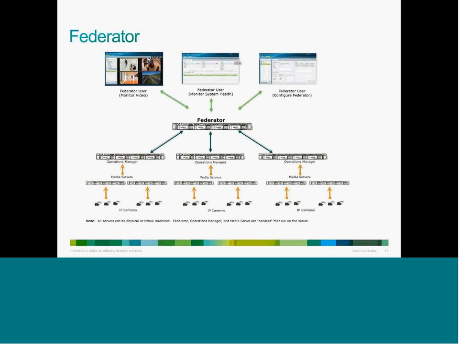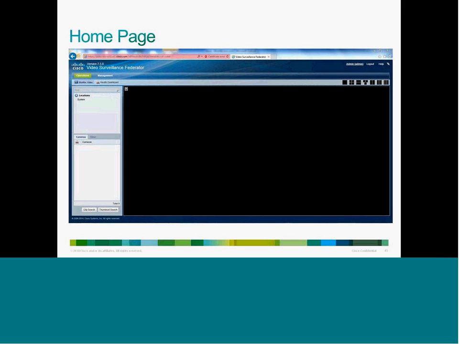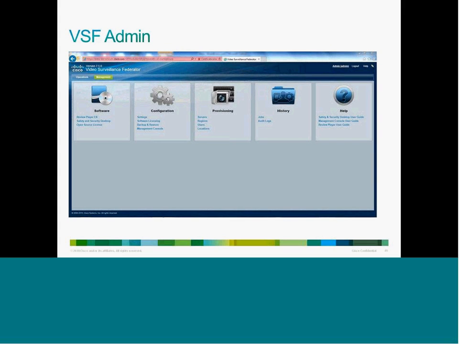What does the architecture look like? This is it. We have a Federator that sits on top of all these operations managers. Each operations manager obviously manages a whole bunch of media servers under it as well, and that's how we scale up to 5 million cameras. What does it look like? It's like this. I'll go through that as well, and this would actually be the admin page.